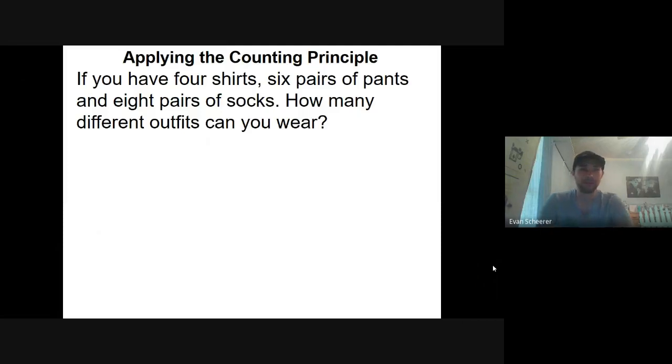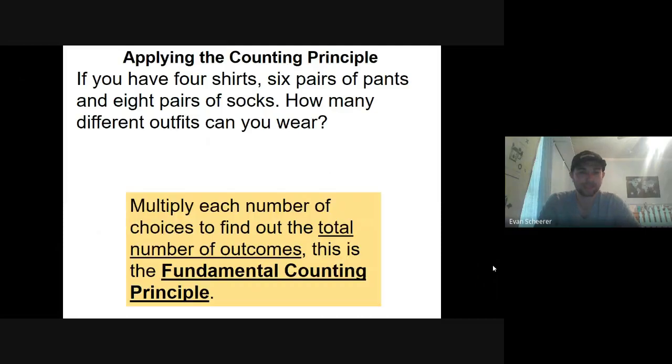Remember, you can pause it. Now we're going to apply the fundamental counting principle. This is also what we use, the multiply. You have 4 shirts, 6 pairs of pants, and 8 pairs of socks. How many different outfits can you wear? This is an important slide, guys. The fundamental counting principle is when you multiply each number of choices to find the total number of outcomes. You multiply all the choices together to find all the number of outcomes.